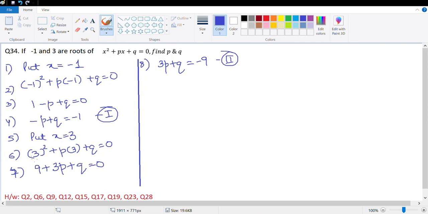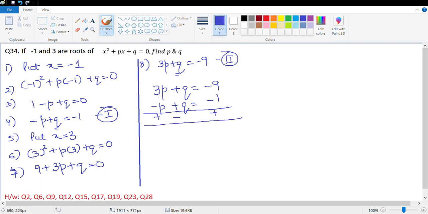I noticed that the coefficient of q in both the equations is already equal, which is plus 1. So let's go ahead and subtract these two equations. 3p plus q is equal to negative 9 and negative p plus q is equal to negative 1. Let's subtract, the sign will change. 3p plus p, that's 4p, q minus q is 0, and negative 9 plus 1, that's negative 8, which means p is equal to negative 2. Negative 8 divided by 4, so p is negative 2.